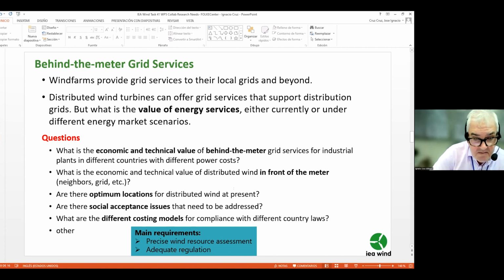What is the economic and technical value of distributed wind in front of the meter? Are there optimal locations for distributed wind at present? Are there social acceptance issues that need to be addressed? What are the different costing models for compliance with different country laws? So resource assessment is always needed, site resource assessment, but in this case also the regulation. This strategy is extremely sensitive to the local regulation of the grid code.